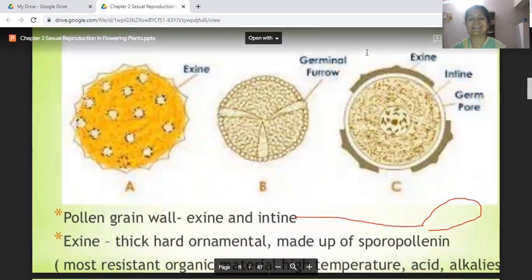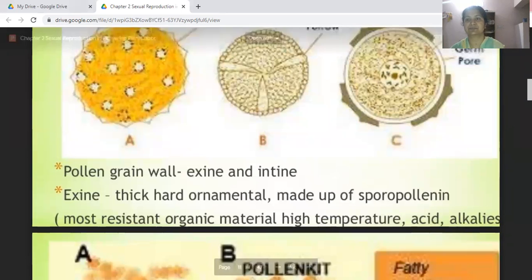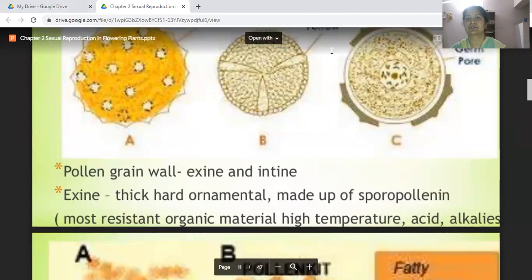You can see the exine is very rough, the outermost layer. Then the intine is smooth, made of cellulose and pectin. The pollen grain walls are the outermost exine and the intine. Exine is absent at one or two places, and those places are called germ pores. You can see only intine is present at these places, so these places act as the places where the pollen tube will germinate.